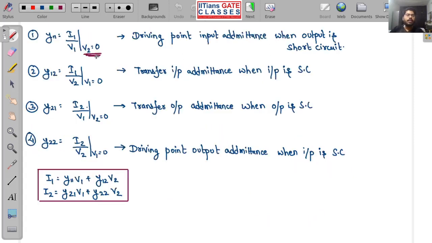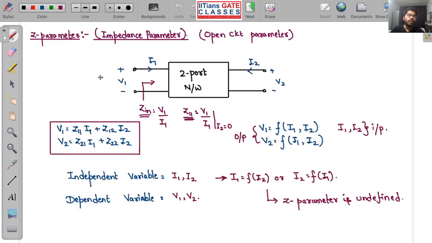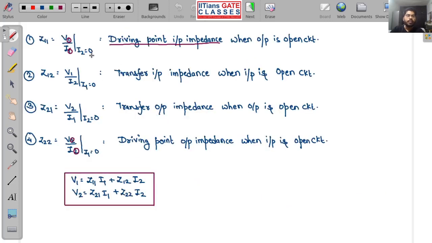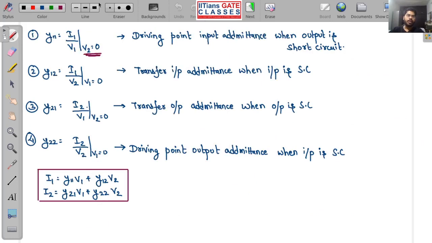You can see here that the input voltage terminal or the output voltage terminal is shorted. Previously in the Z parameter, either the input current or the output current was 0, so that is why it is also known as the open circuit parameter, and the Y parameter is known as the short circuit parameter. So Y11 is equal to I1 by V1, with the same numbers, which means it will be the driving point input admittance. Why admittance? Because it is the ratio of I by V. Impedance is V by I and admittance is I by V.